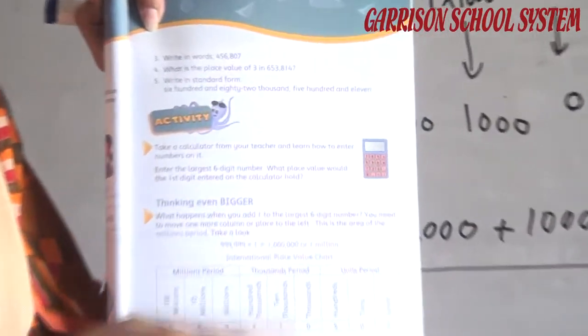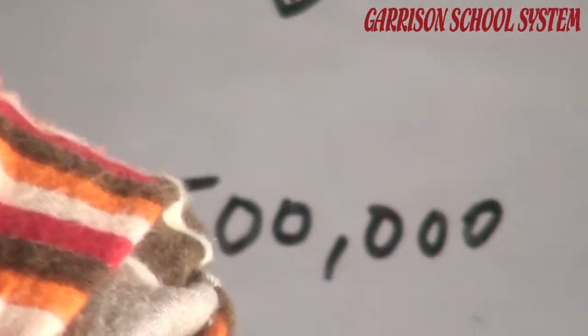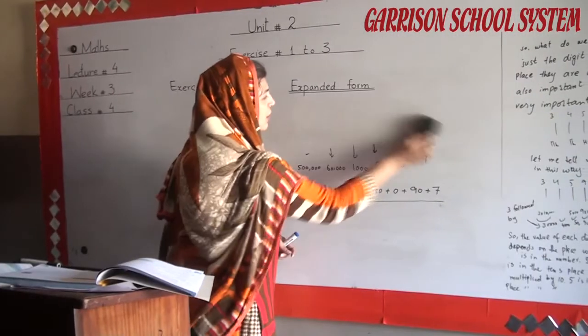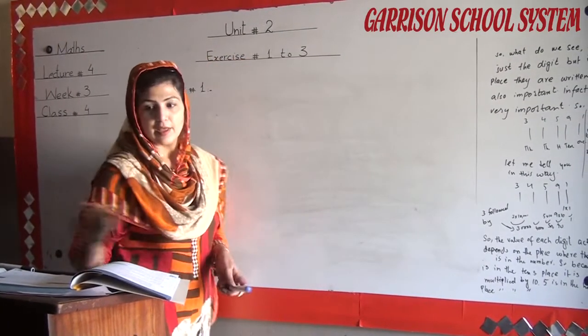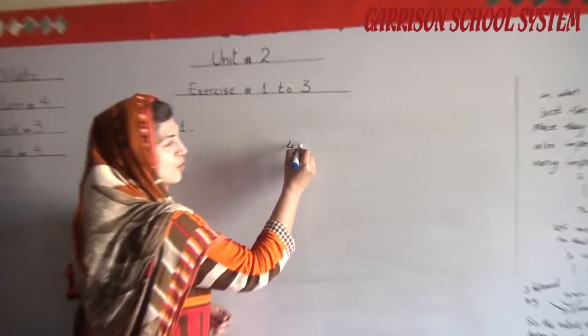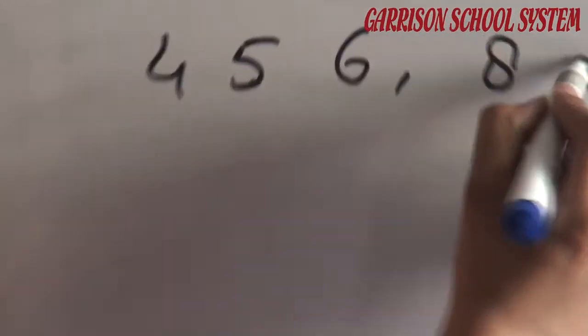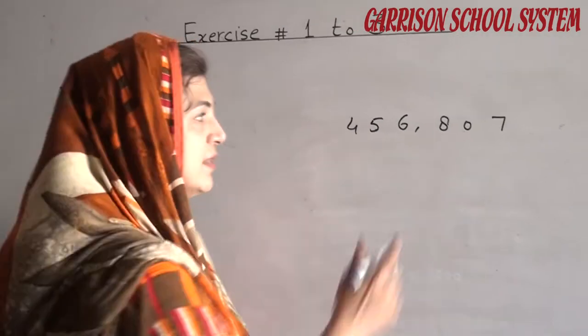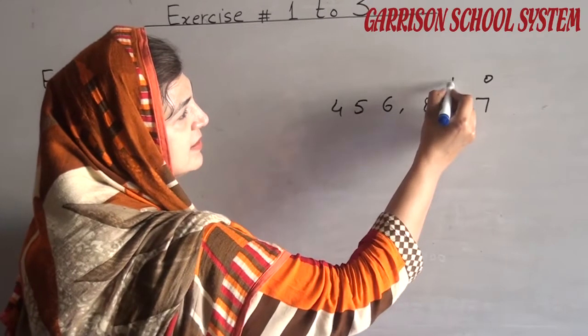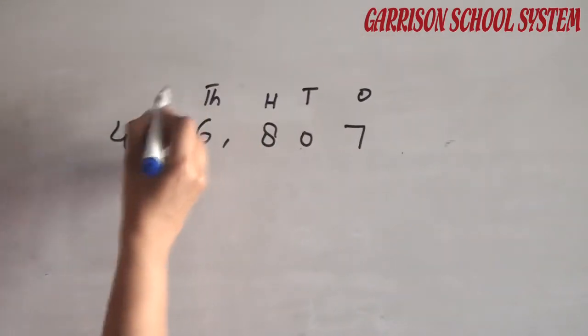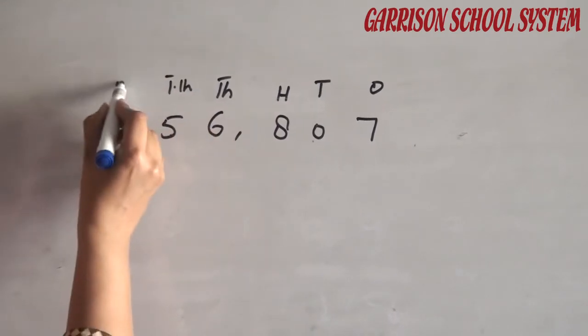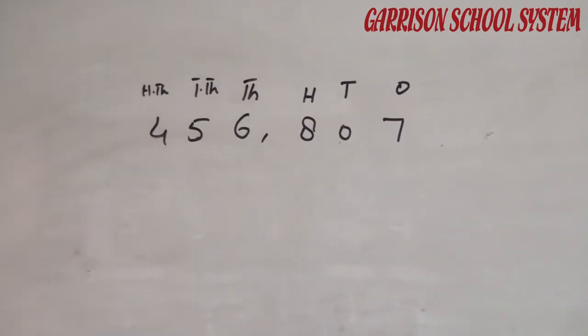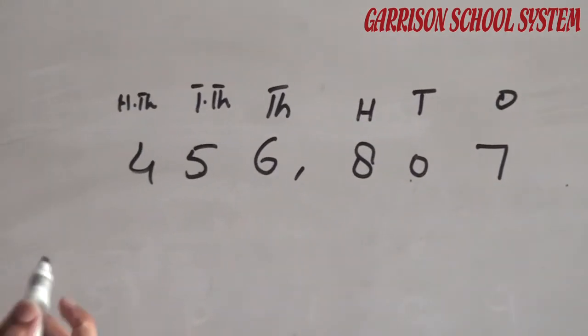Now come to question number 3 of exercise number 1. Write in words. Students, how can I write in words? In previous classes, you all learned about the number name. If we write here the number 4, 5, 6, 8, 0, 7, how can we write it in words? Students, this is ones place, this is tens, this is 100, this is 1000, this is 10,000 and this is 100,000. So we start writing.